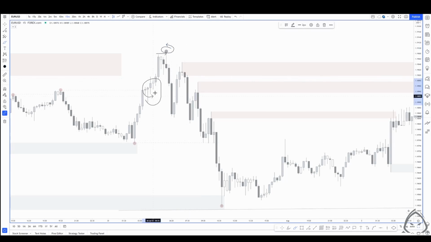We could argue that on a 1 minute this is a structural break, so we do have a break of structure, but more importantly, we have a mitigation and a sweep of liquidity. And what we can see in this wick, we have a supply zone, we tap into that supply zone, and then we continue moving to the downside.